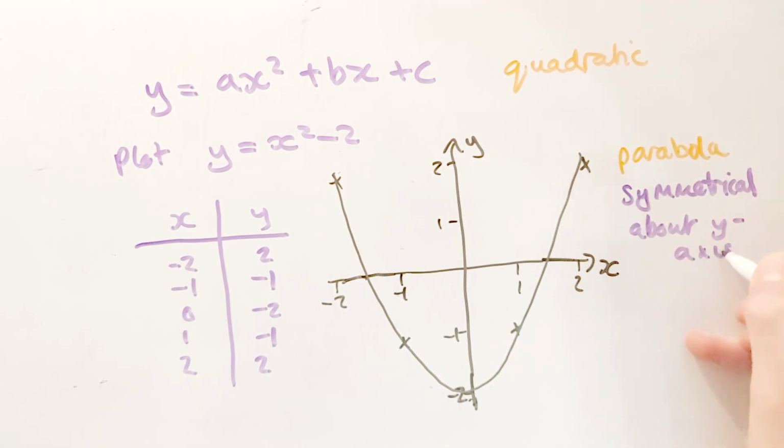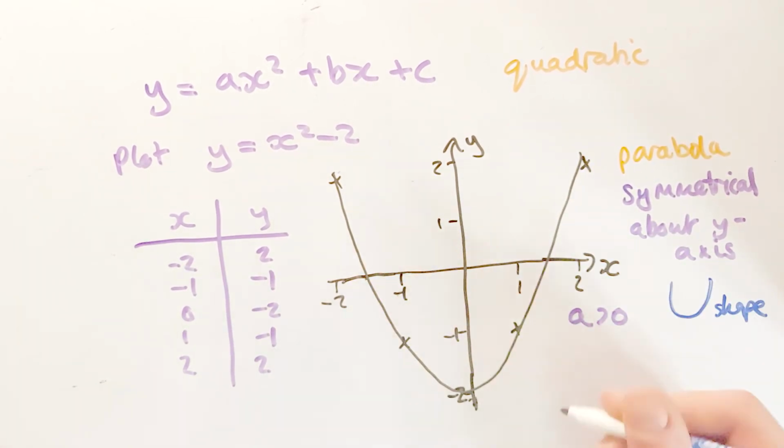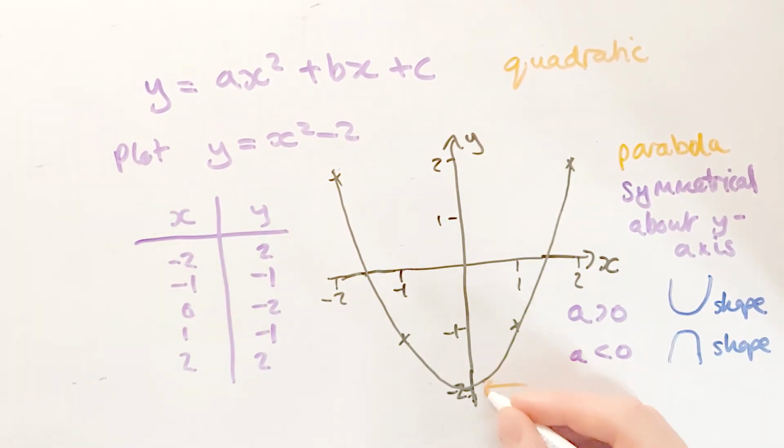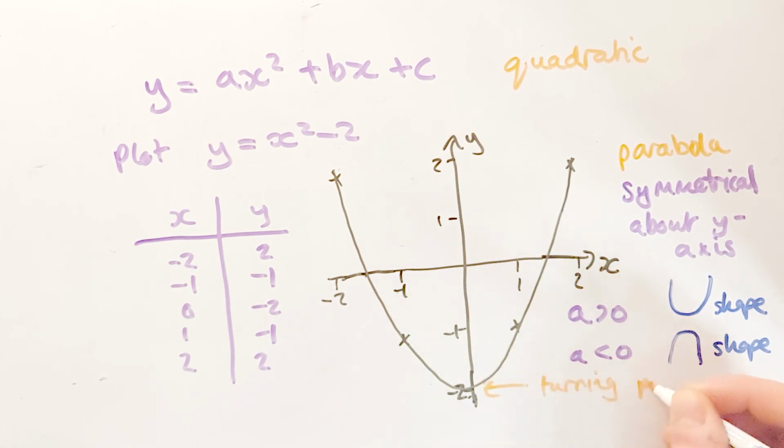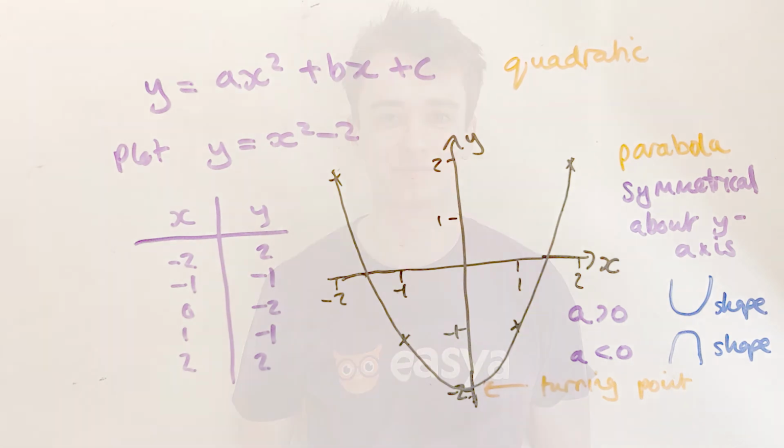The shape of the graph depends on the coefficient of x squared. If it's greater than 0, it will be a U-shape, otherwise it will be an N-shape. Note that the point where the graph changes direction is called the turning point.